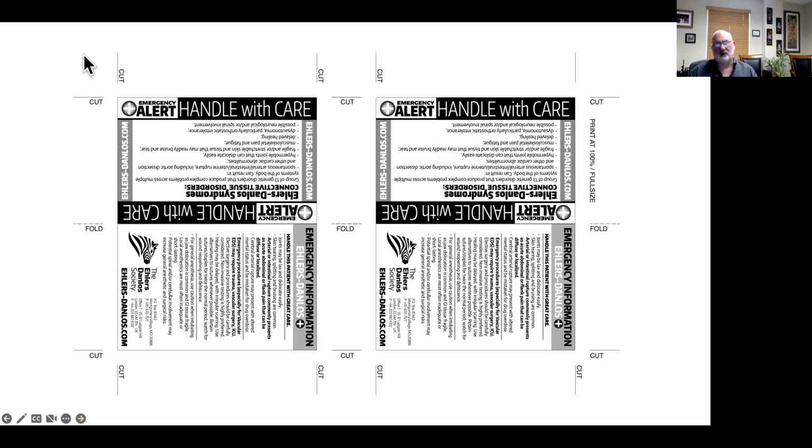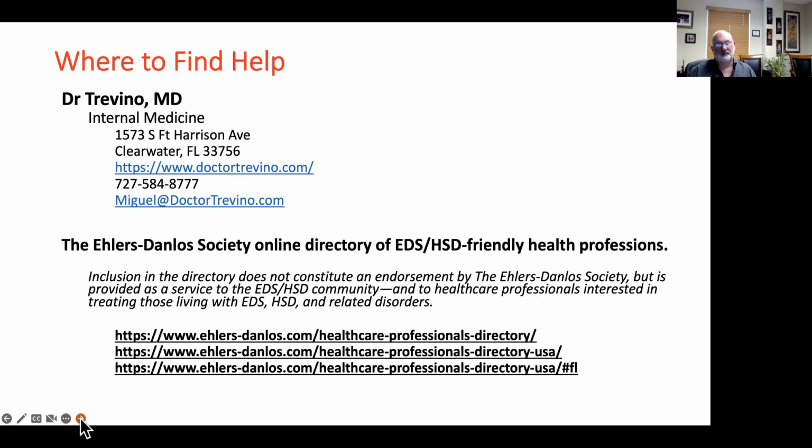Here's the alert bracelet that people look at and just throw away. It's good to have. I think everyone who has EDS should have one of these on them, and share it with whoever your medical provider at the time is. This is just my information and the EDS information.